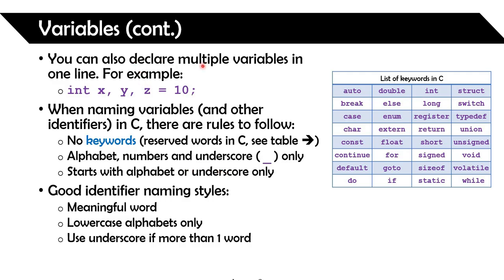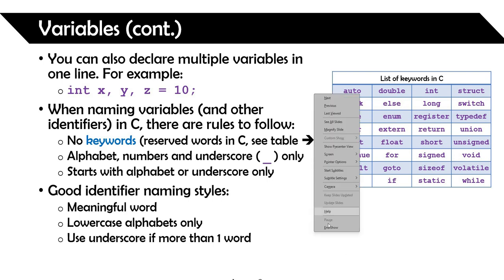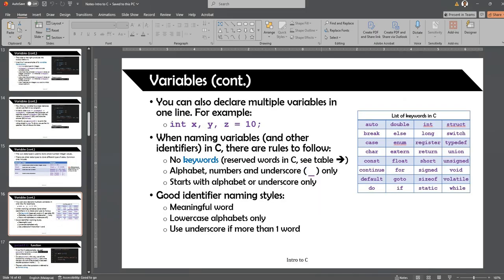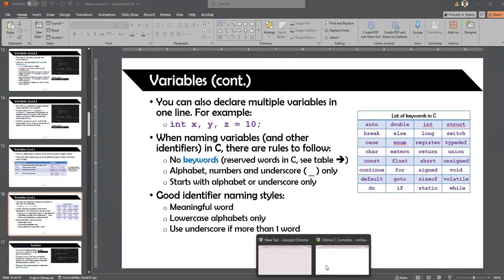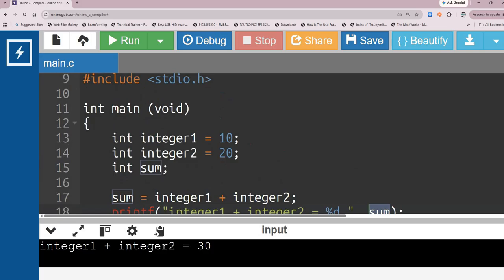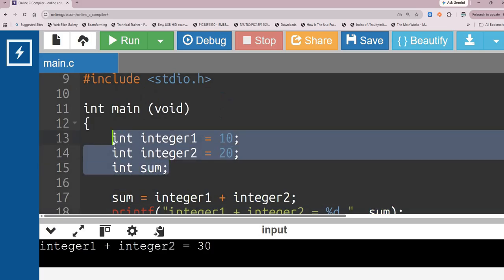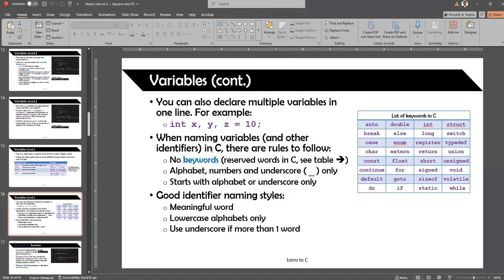So you can also declare multiple variables in one line. Not necessarily you have to. So hold on. I can't do this multiple. Like here, you see you define the three variables in 3 lines. You can also define it in one single line like this, just by separating them with commas.